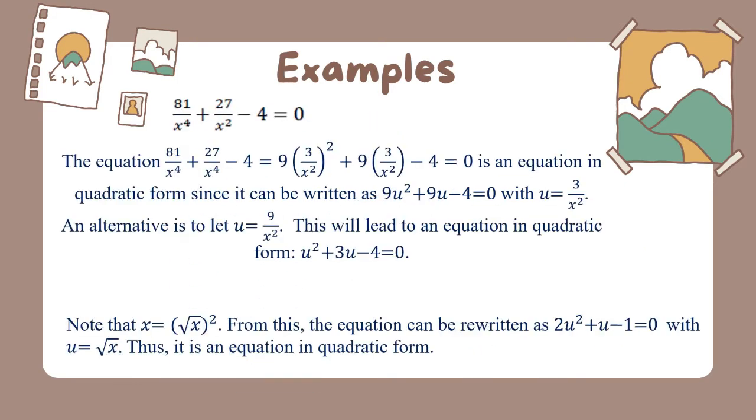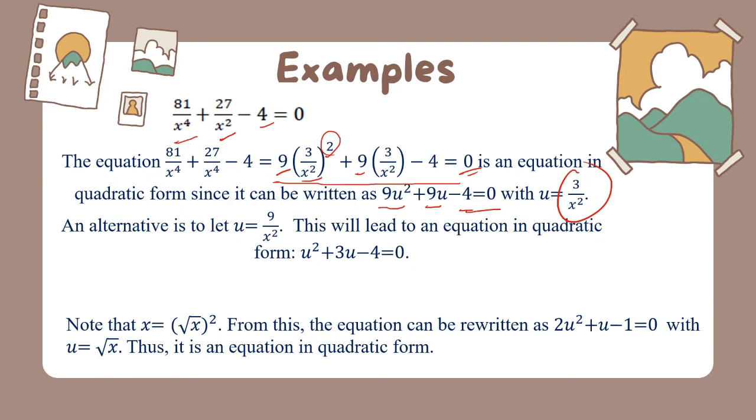For our next equation, we have 81 over x to the fourth power plus 27 over x squared minus 4 is equal to 0. This equation can be written as 9 times the quantity 3 over x squared raised to 2 plus 9 times the quantity 3 over x squared minus 4 is equal to 0. In this equation po, the value of u here is 3 over x squared. And we can write this equation in quadratic form into 9u squared plus 9u minus 4 is equal to 0 po.